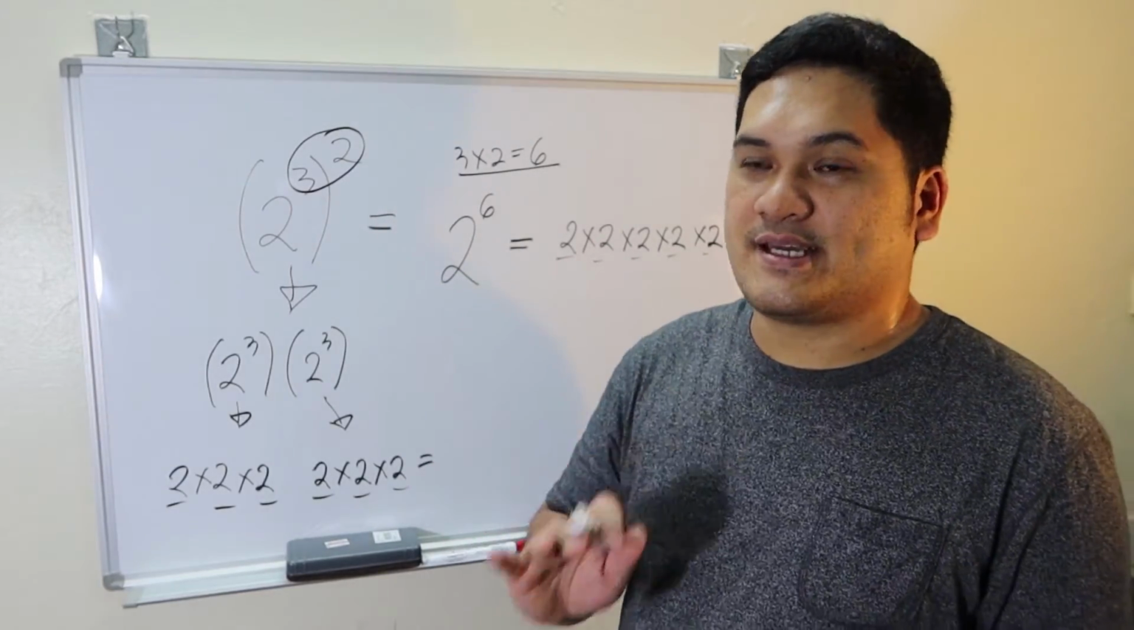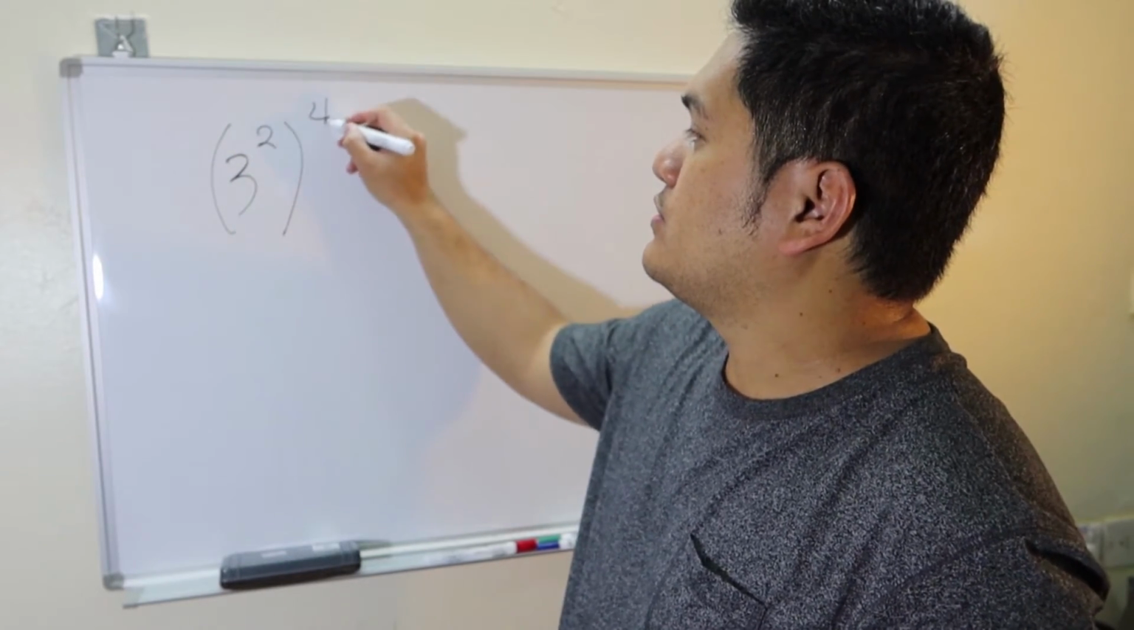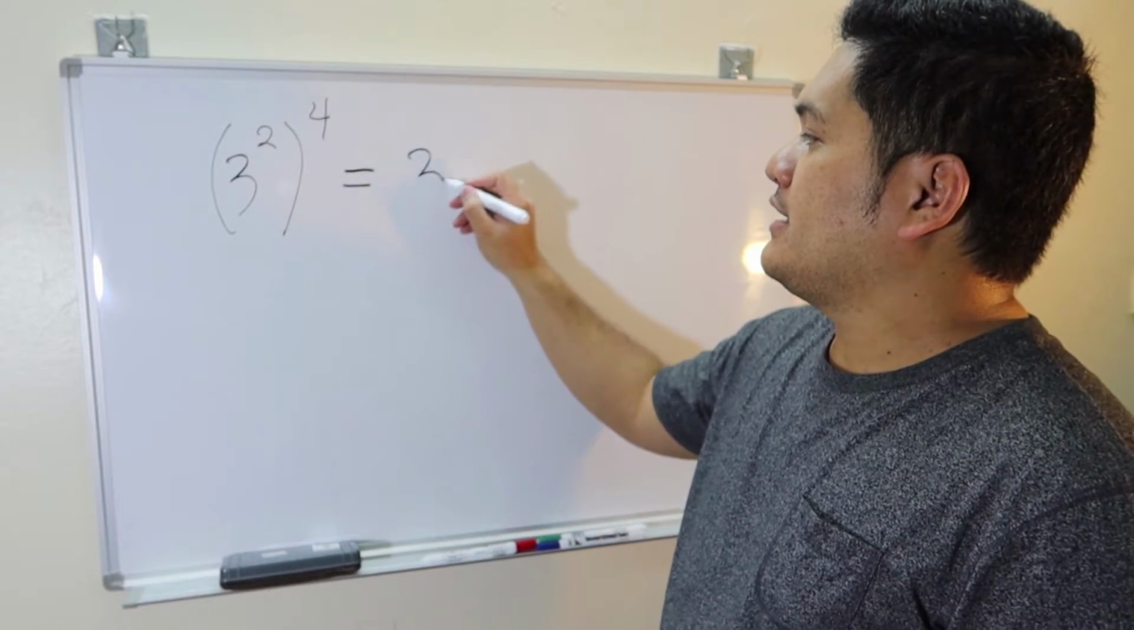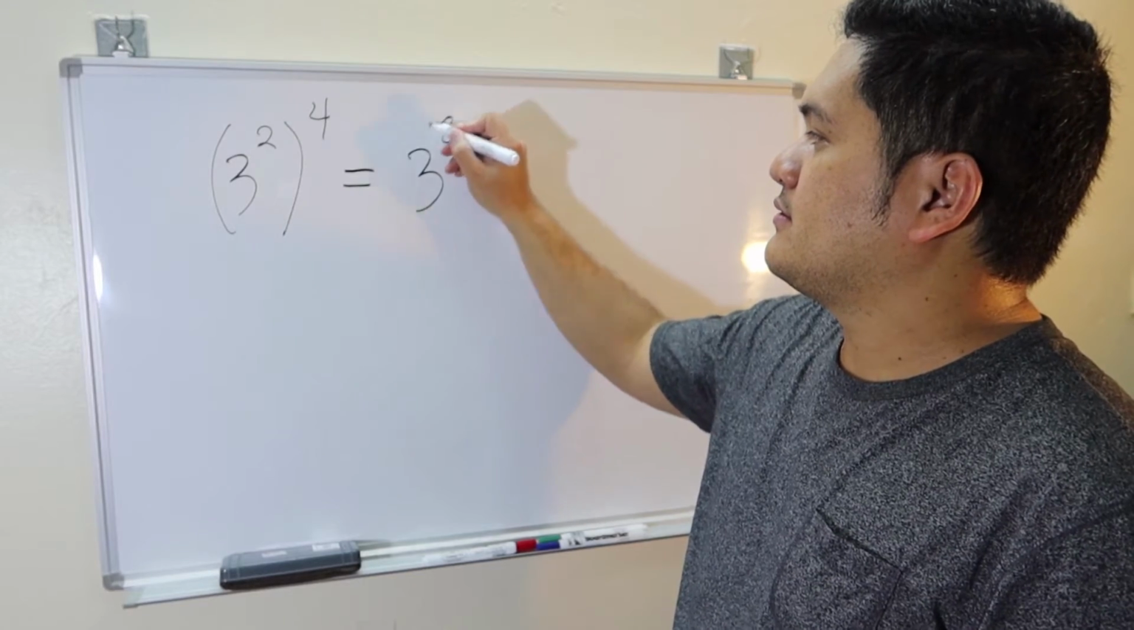So, let's have another example. 3 squared raised to 4. So, basically, pwede mo lang siyang 3 raised to 2 times 4, which is equal to 3 raised to 8.